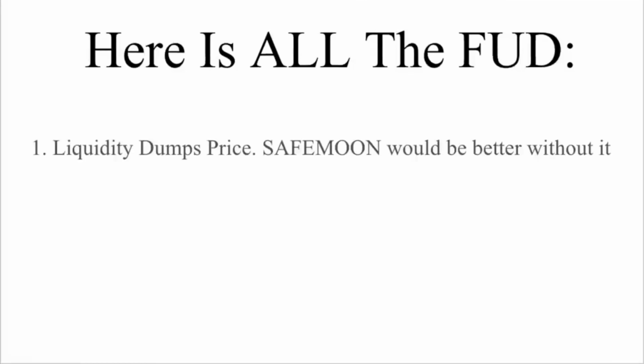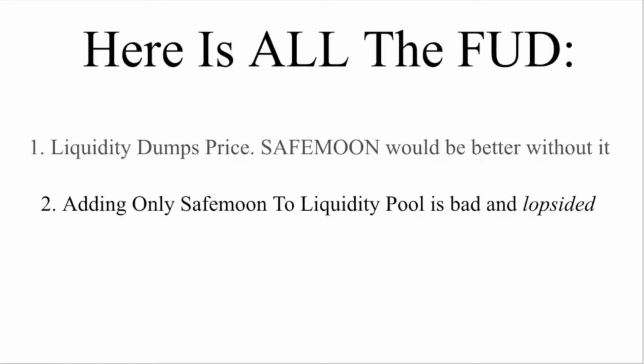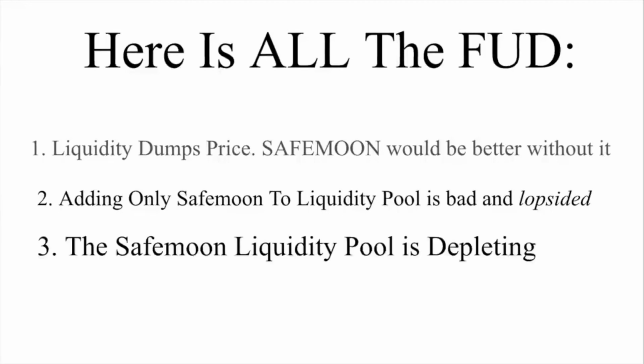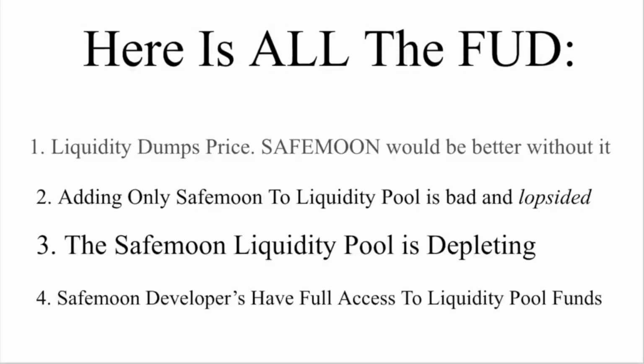Number 1. Safemoon's liquidity function dumps the price of Safemoon by an average of 1.5% daily. If this function had never existed, the price would be over 30% higher than where it is right now. 2. The addition of only Safemoon and not new BNB to the liquidity pool is lopsided and will keep the price of Safemoon low. 3. The Safemoon liquidity pool is depleting. And 4. The Safemoon developers have full access to the liquidity pool.